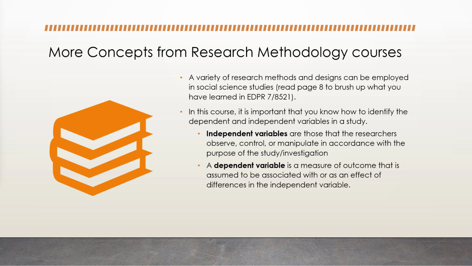One key concept from that course, in addition to other concepts that we have reviewed today, is the distinction between independent and dependent variables. Independent variables are those that are observed, controlled, or manipulated according to the study's objectives. Dependent variables are the outcomes that are measured and assumed to be affected by the differences in the independent variables.